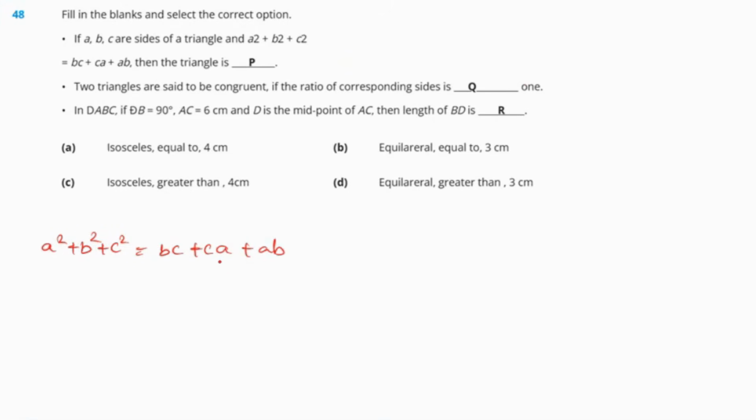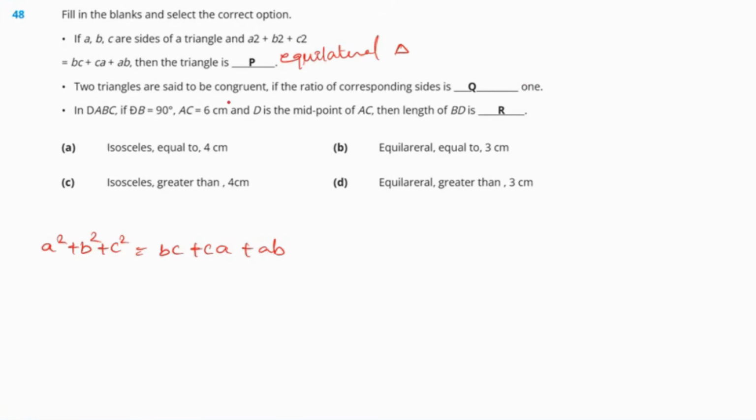When we are going to solve it and check it, we will be getting the entire thing into the formula like A minus B whole square plus B minus C whole square plus C minus A whole square, which is equal to 0. So in the end, we will be getting all the sides as equal. So that needs to be an equilateral triangle.